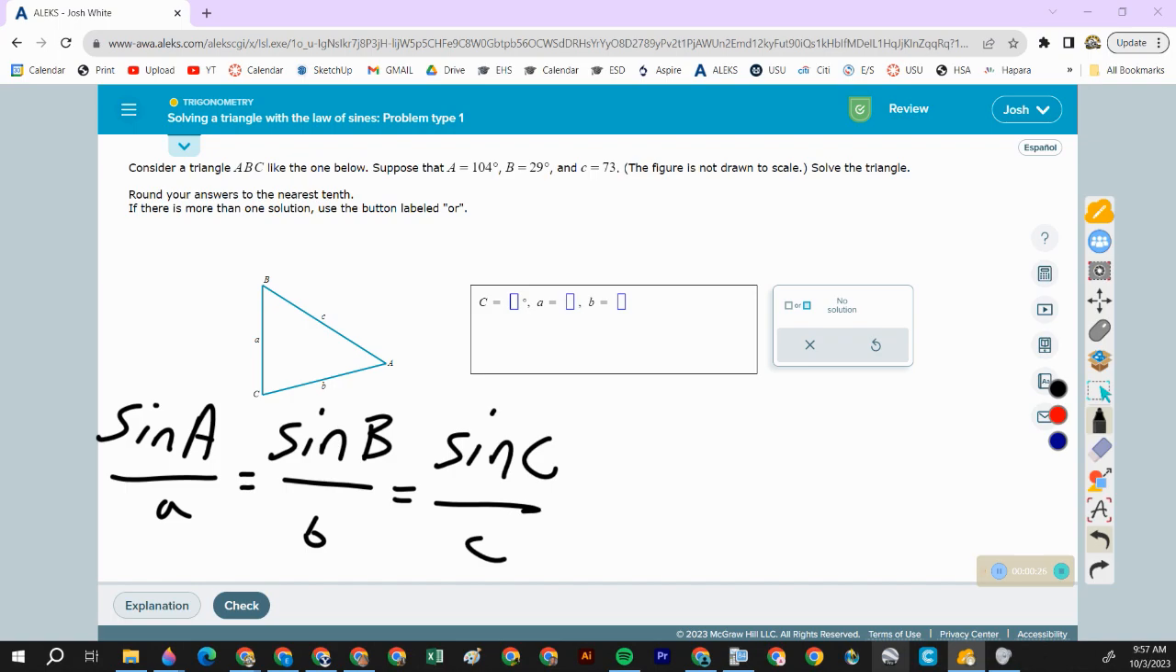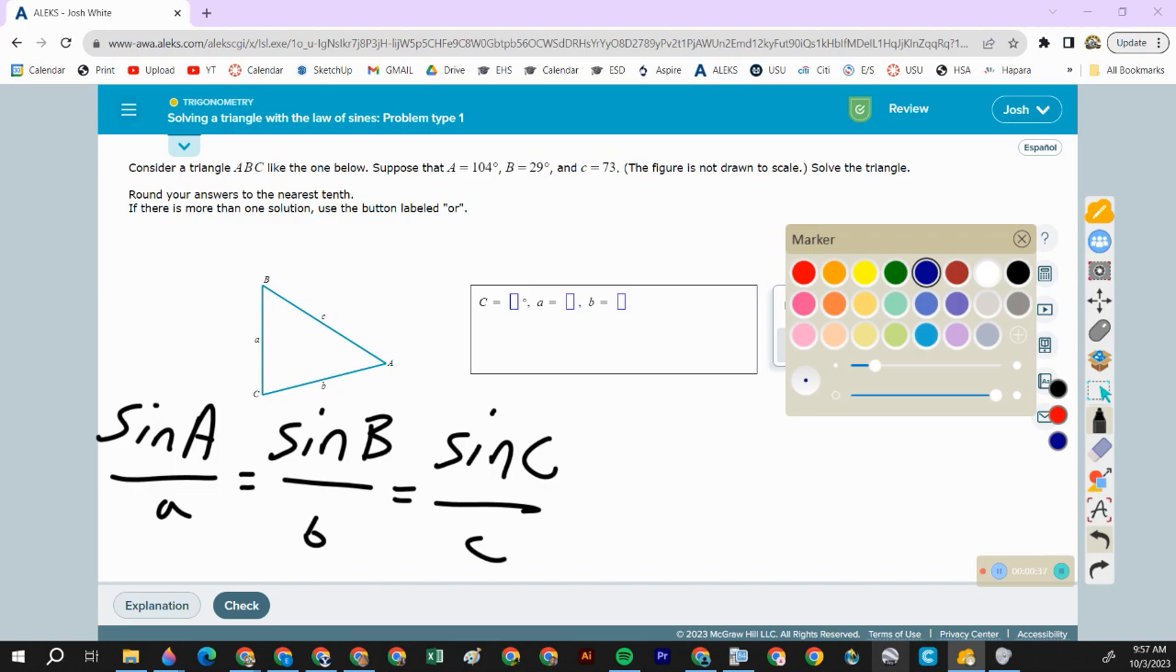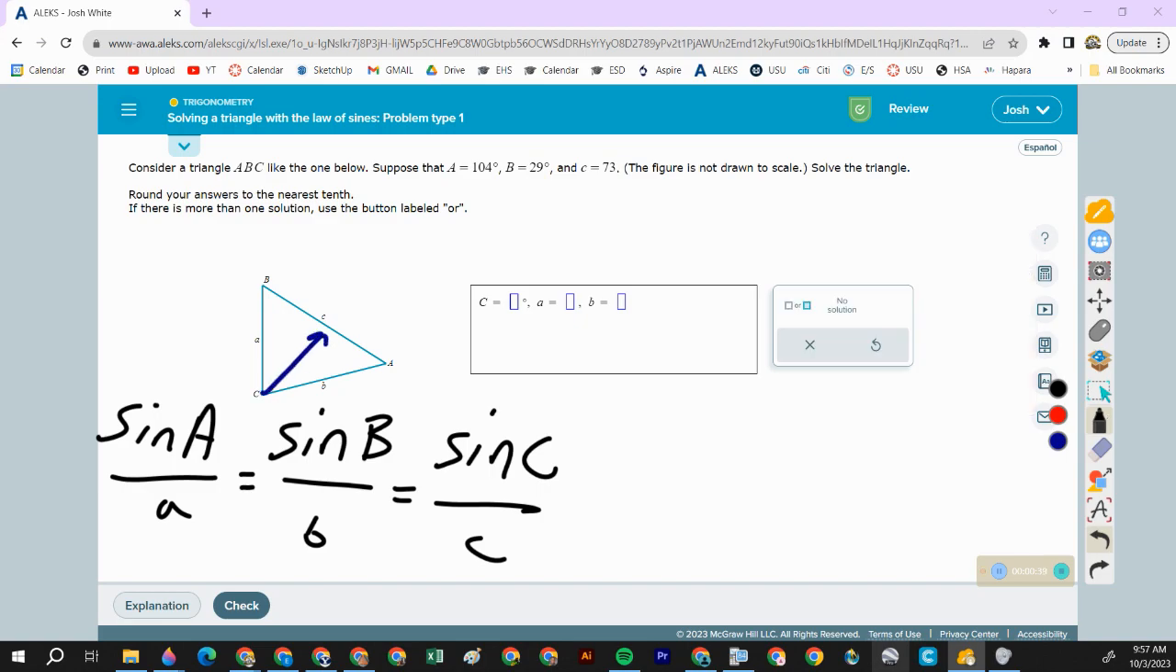Now, you just pick two of these. So you either pick A's and B's, or B's and C's, or some other combination. And in these triangles, notice angle C opens towards side C, angle A opens towards side A, and angle B opens towards side B. Okay, let's look at this.